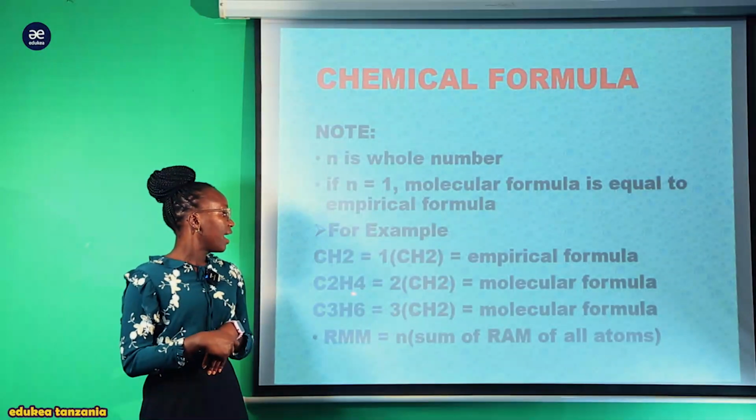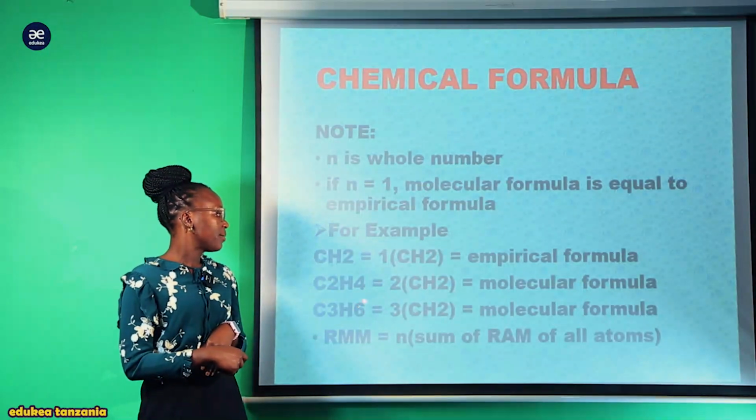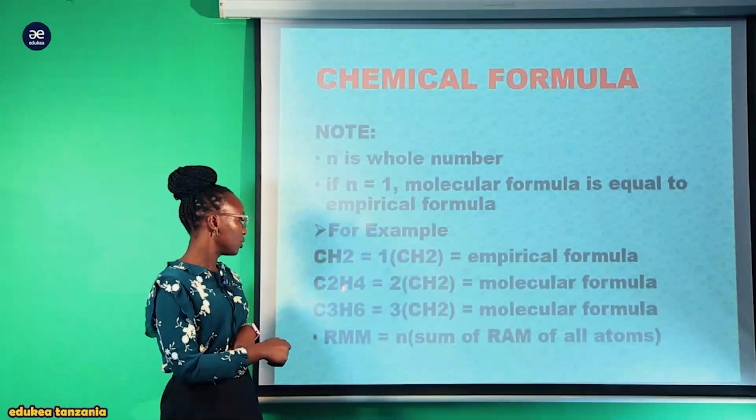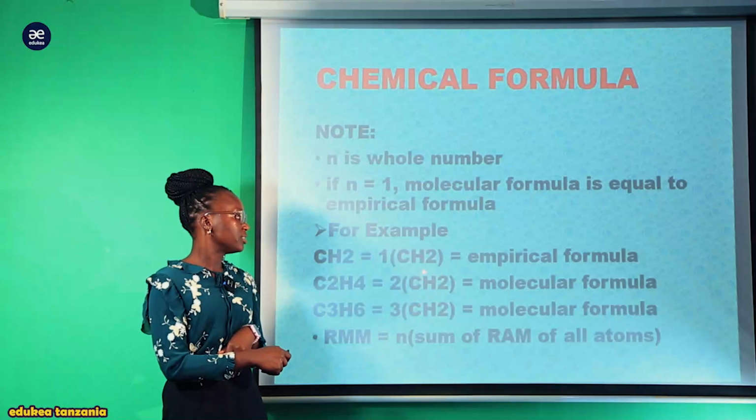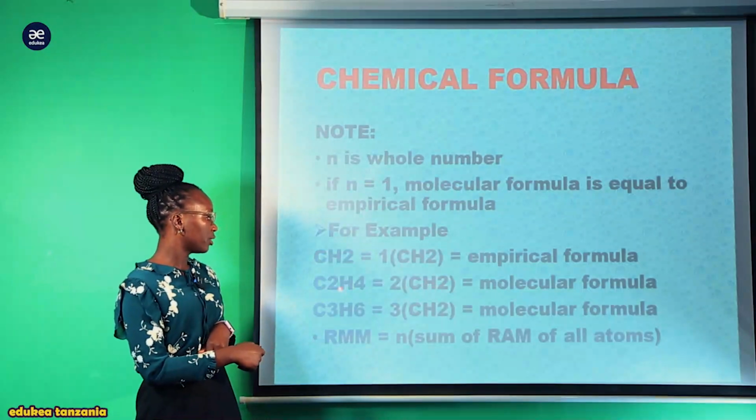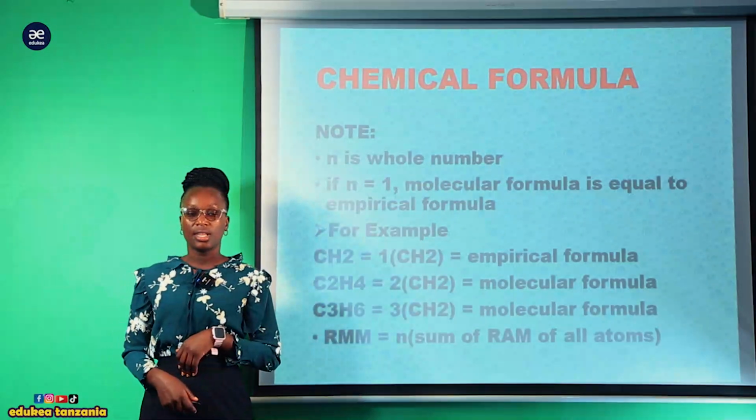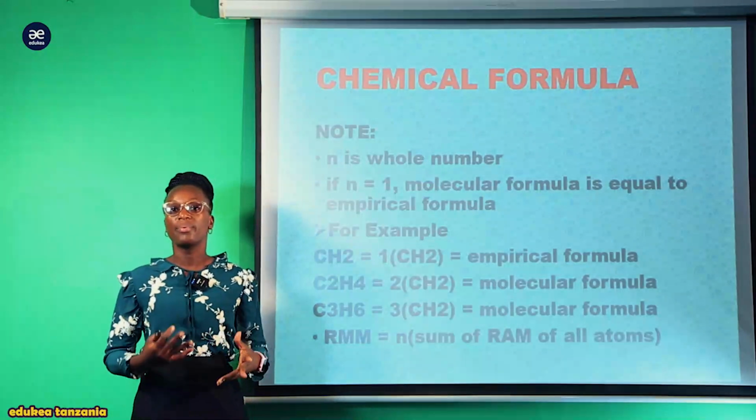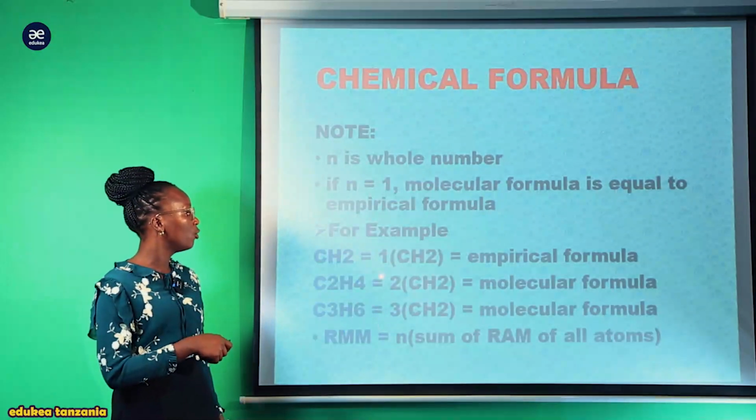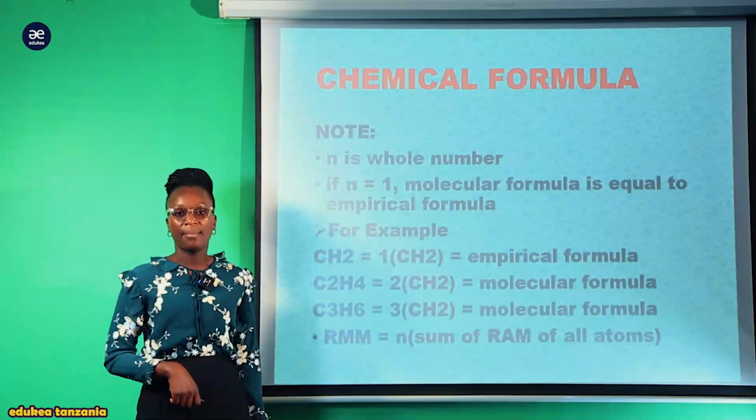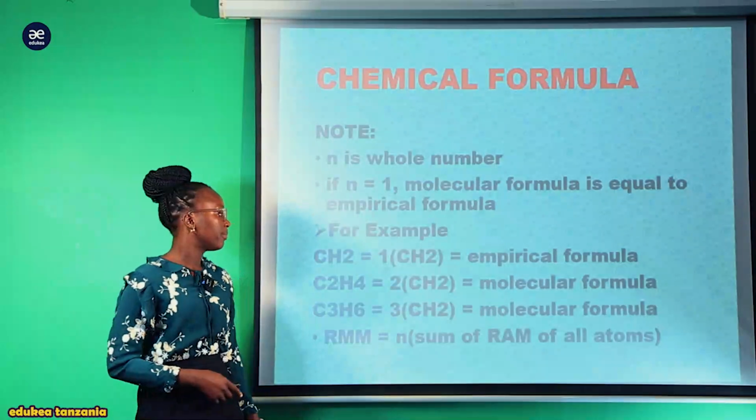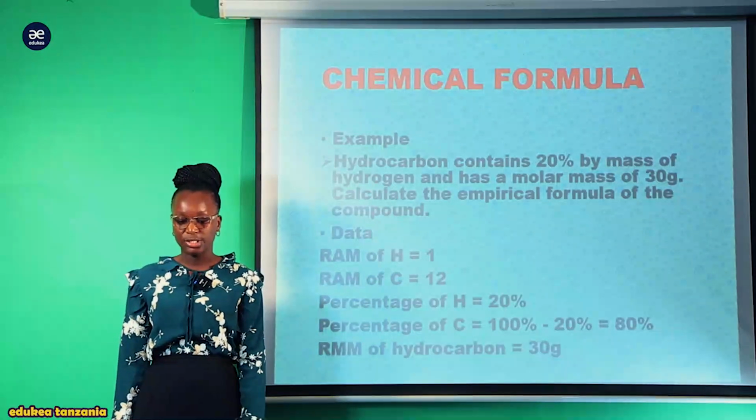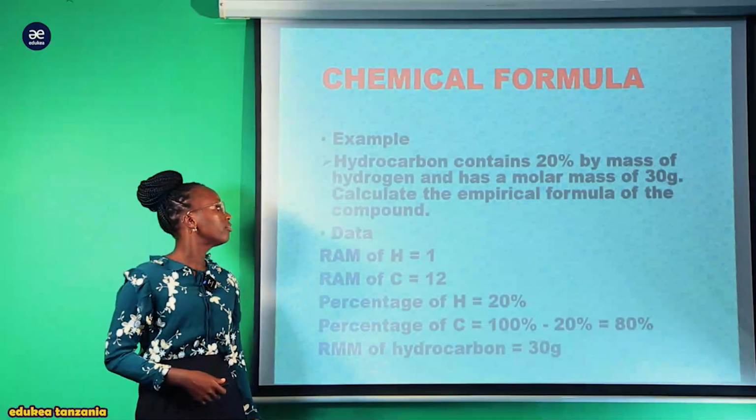Lakini if n is equal to 2, it means that the molecular formula will be, hapa tunaingizia carbon, huyu mara huyu itakuwa 2 carbon, 2 times 2 hydrogen, itakuja kuwa 4 hydrogen. That is how we can see that the molecular formula is the multiple of the empirical formula, kwamba tukizidishia hapa na hii whole number ambayo ni n, tunakuja kupata the molecular formula. Now let us see the simple example which can demonstrate this molecular formula.